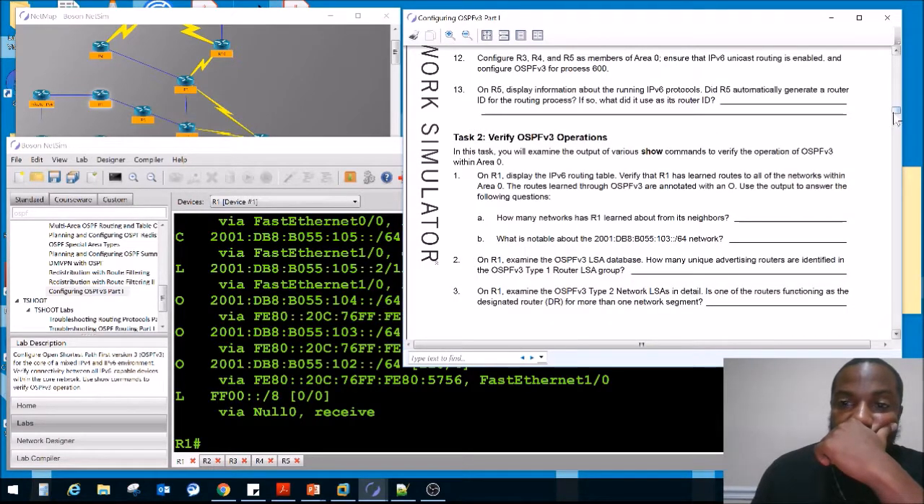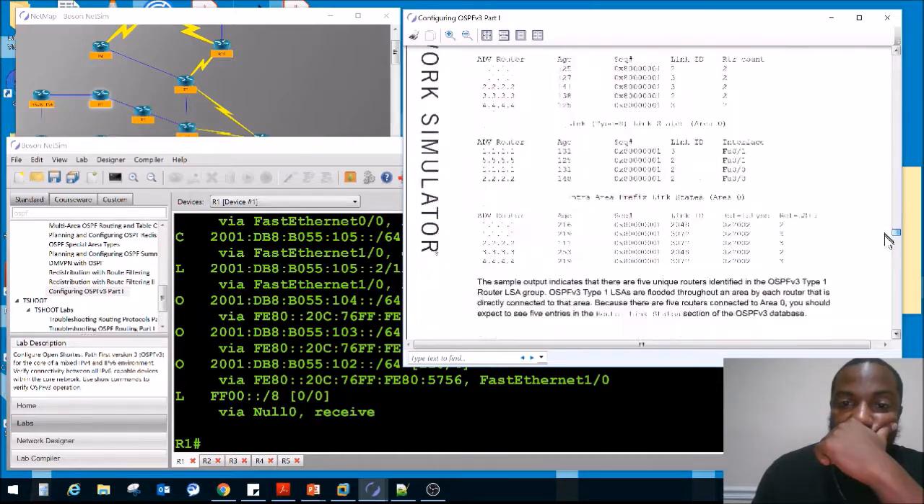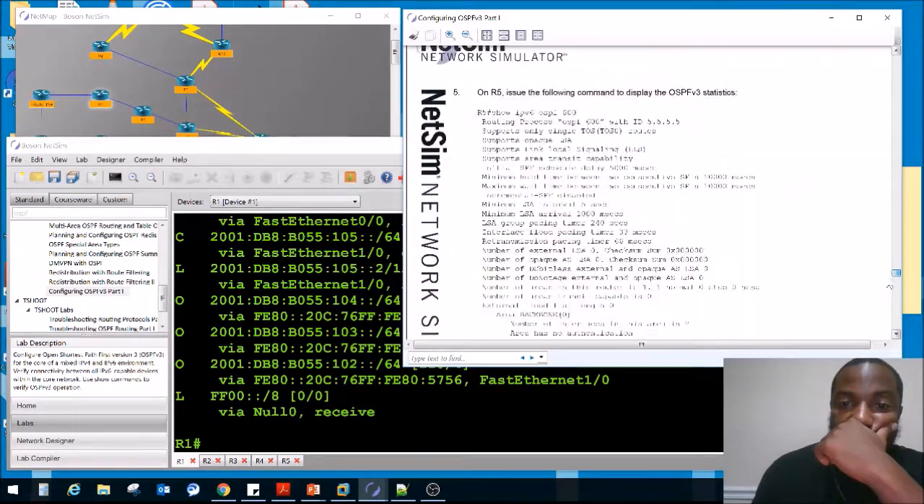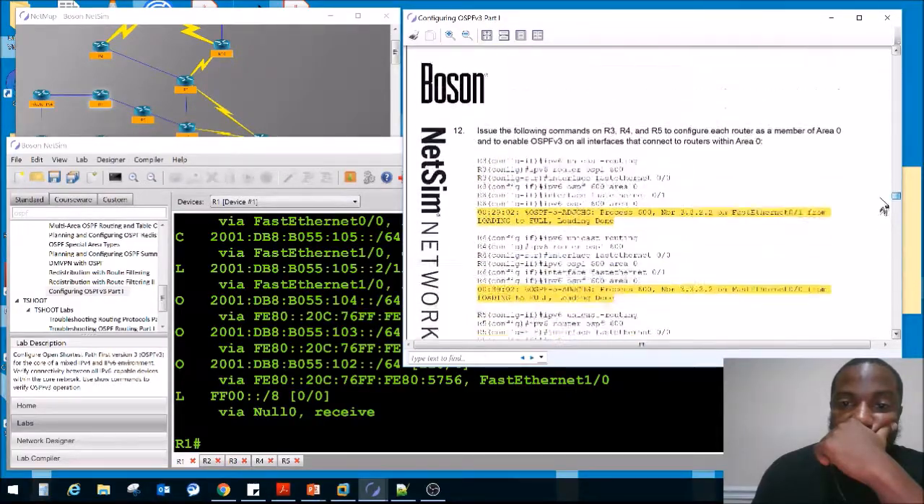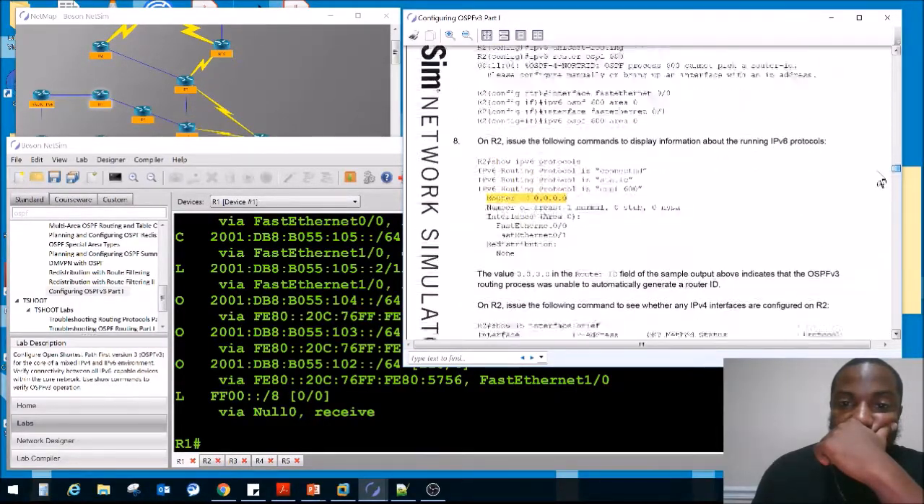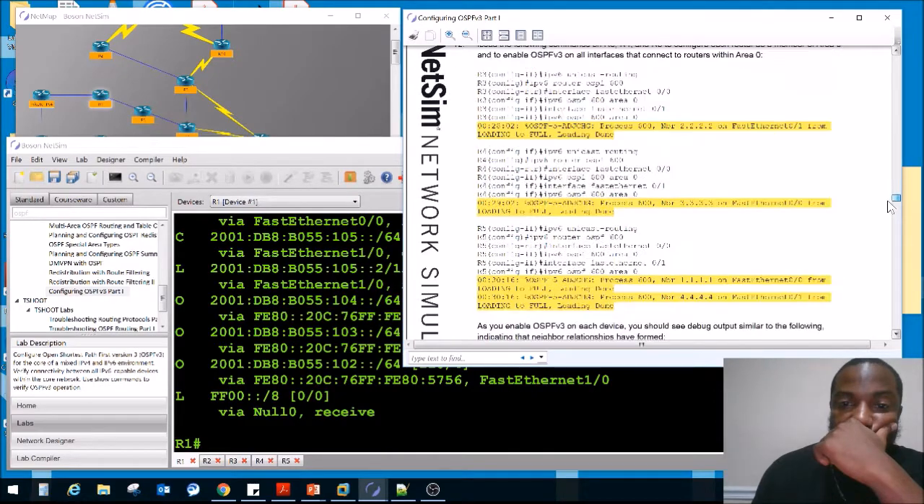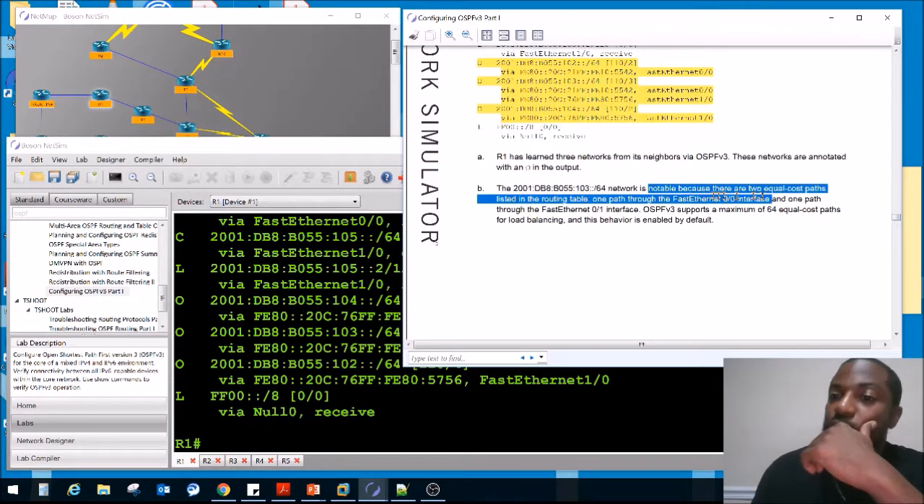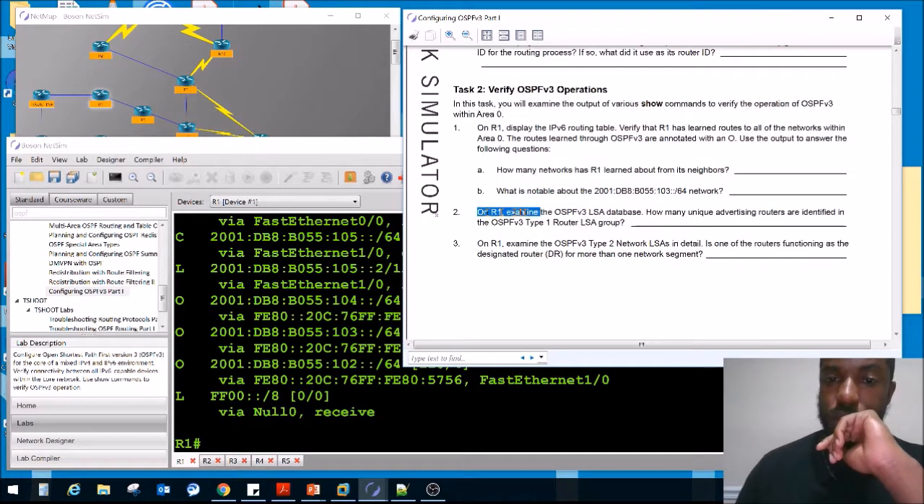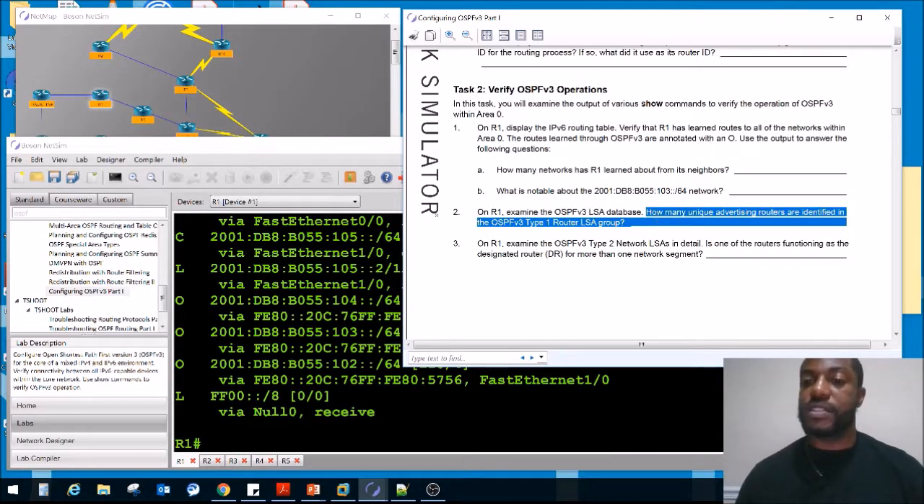1B. Task 2, 1B. It's notable because there are 2 equal cost paths. How? I don't even see that. On router 1, examine the OSPF link state advertisement database. How many unique advertising routers are identified in the type 1 router LSA group?